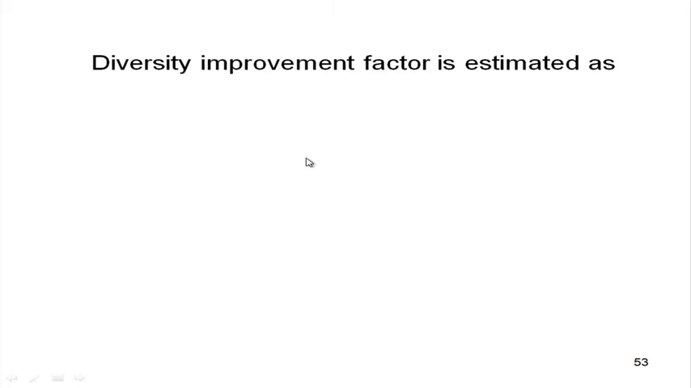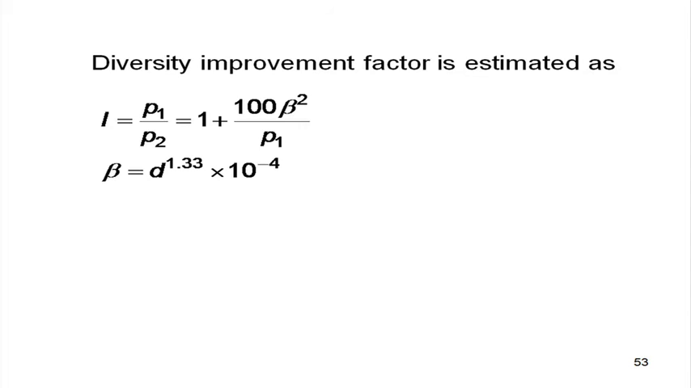Similarly, the diversity improvement factor can be estimated, that is I is equal to P1 by P2, the ratio of the probability of single-site to joint diversity, which is equal to 1 plus 100 beta squared by P1. Beta is modeled in terms of distance d to the power 1.33 into 10 to the power minus 4. This is again the model given by ITU.